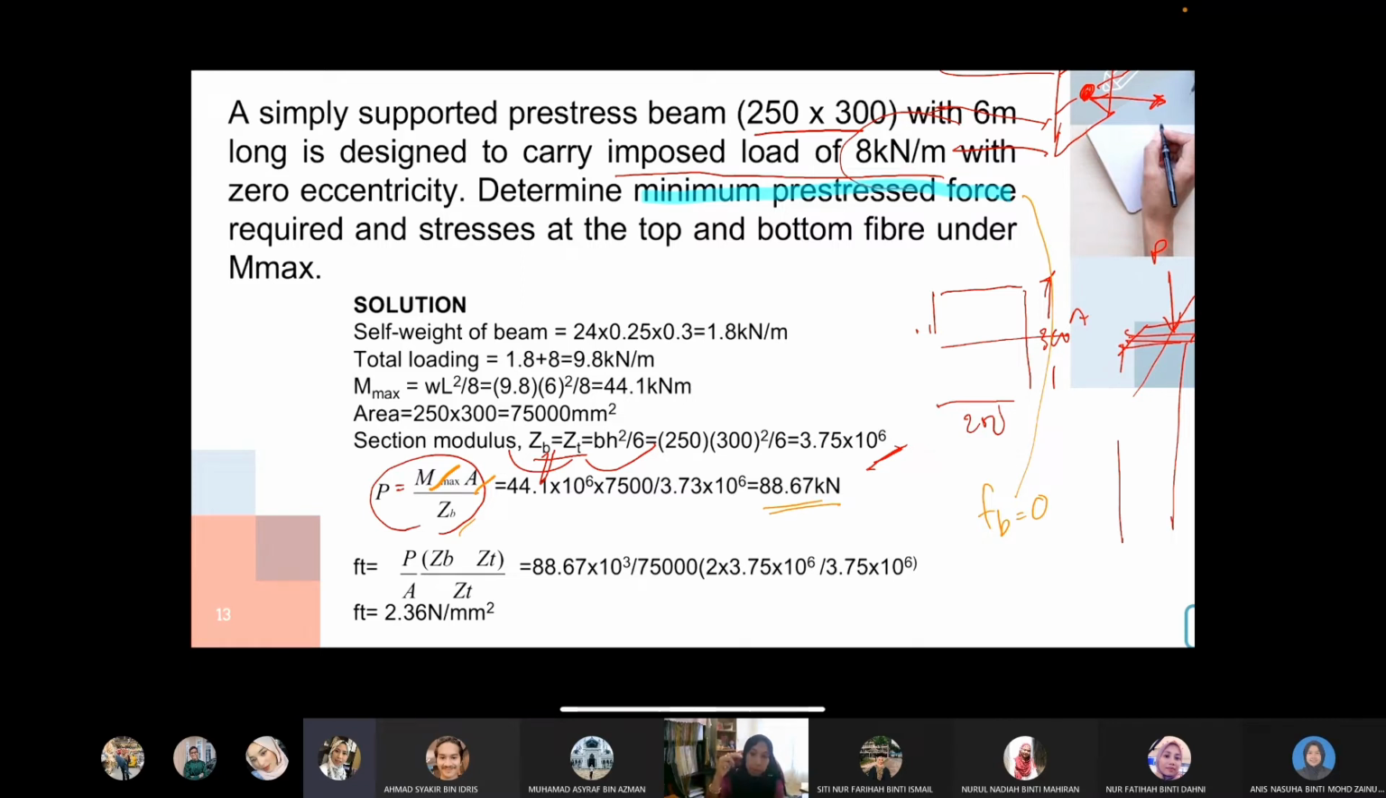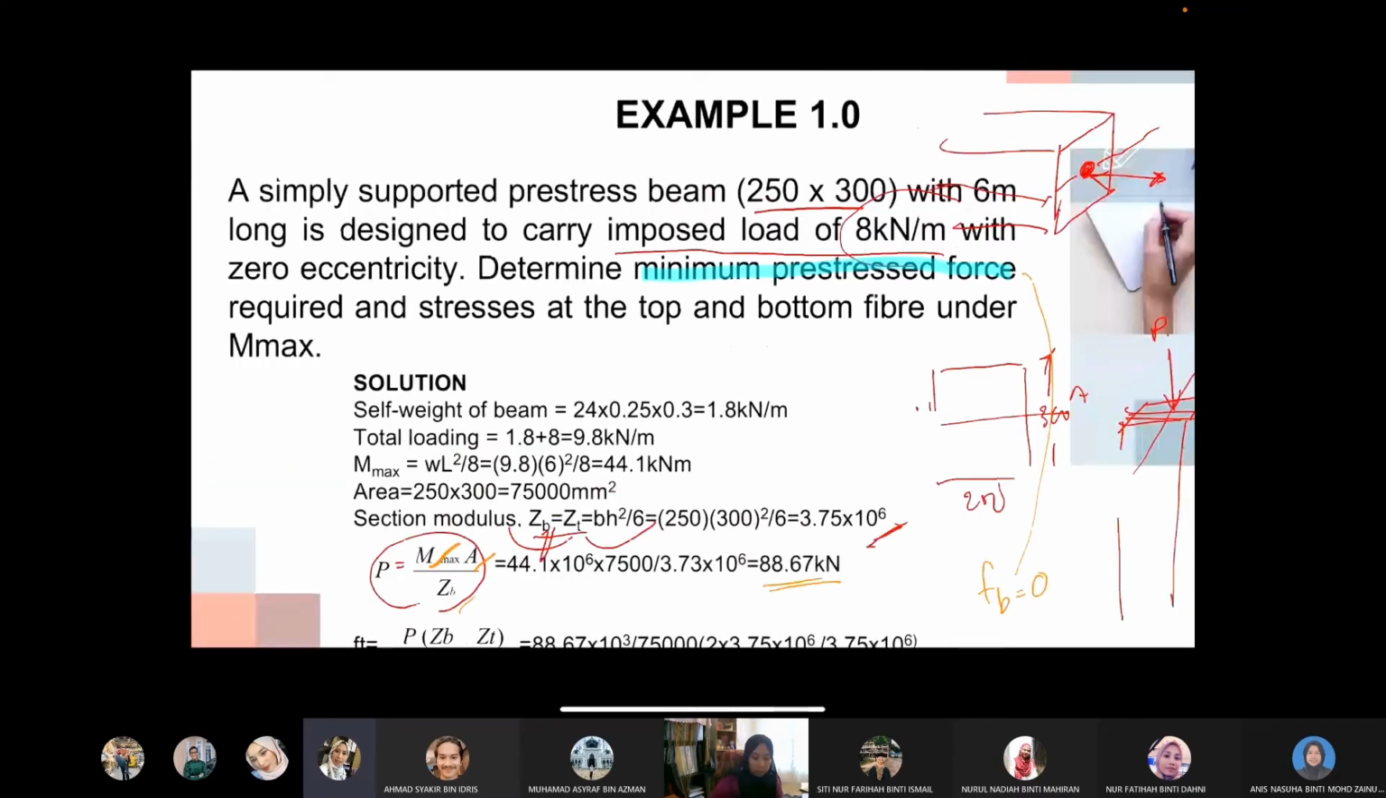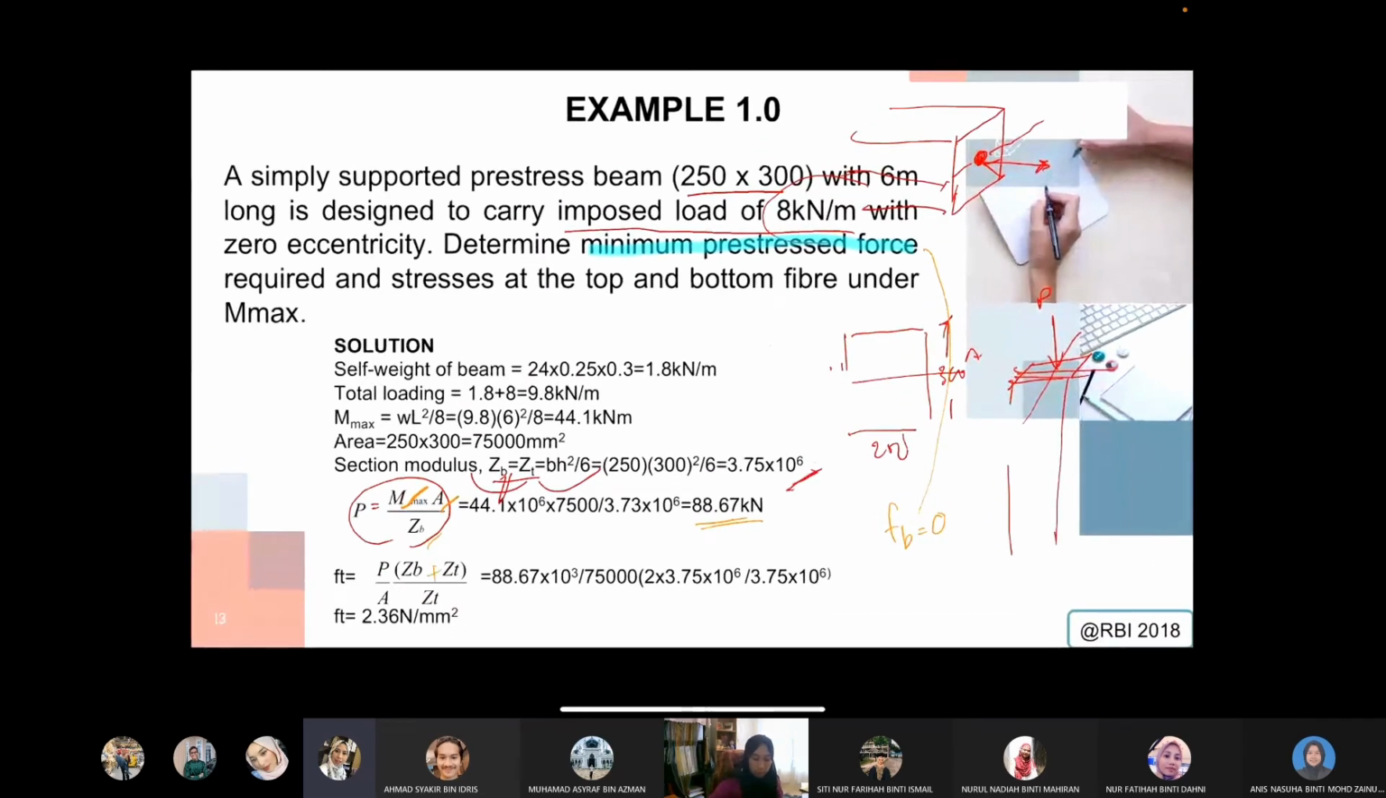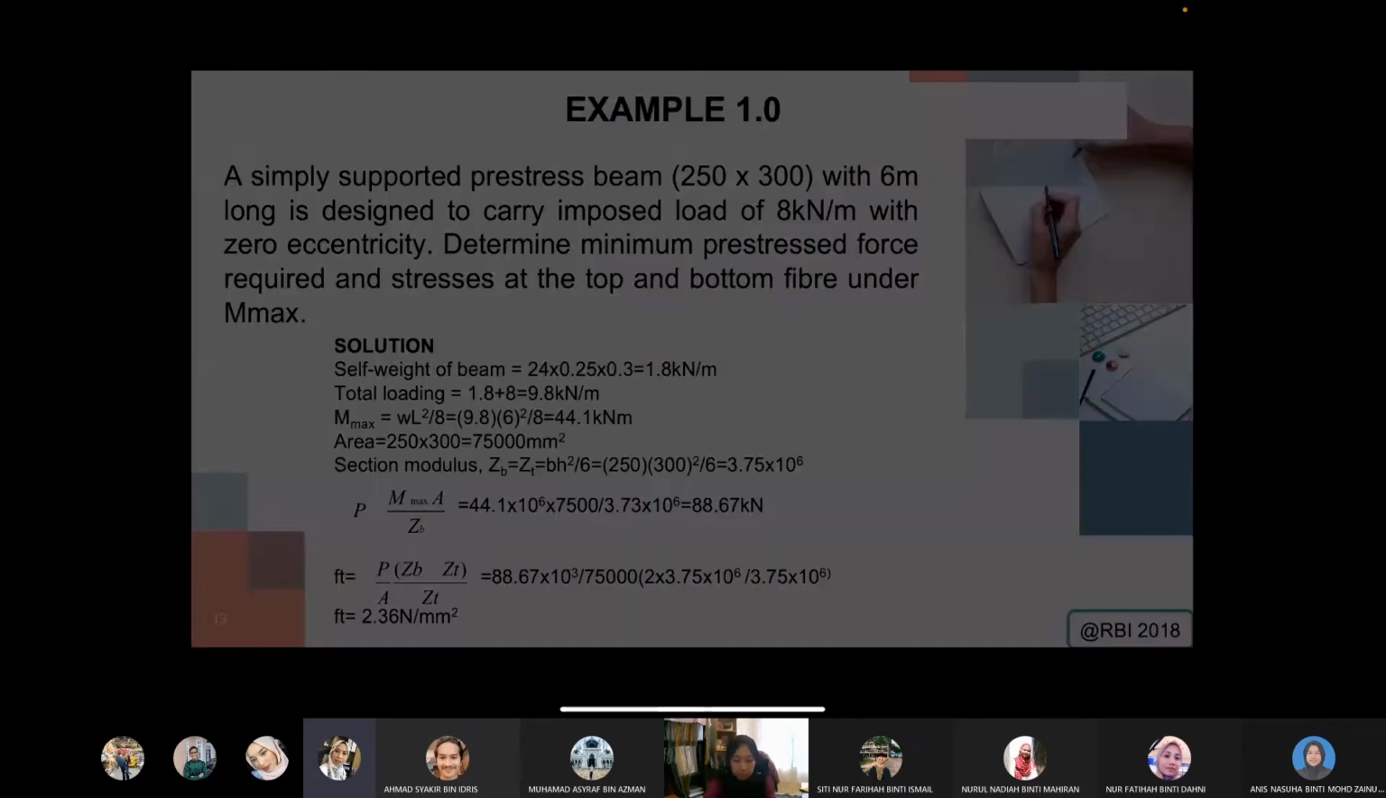Then you have your stress at the top, because your stress at the bottom is equal to 0. The maximum stress is where you calculate P over A plus M over ZT. So these are the values, and when you calculate all of them, you will get the total stress at the top. Any questions?